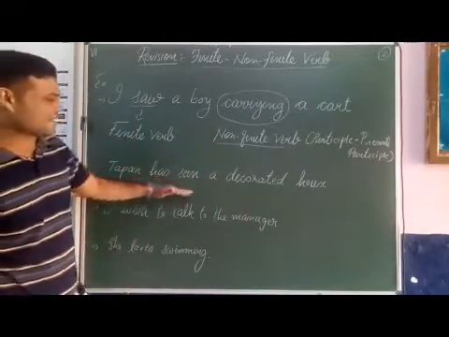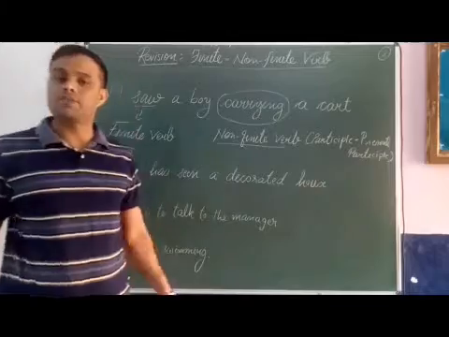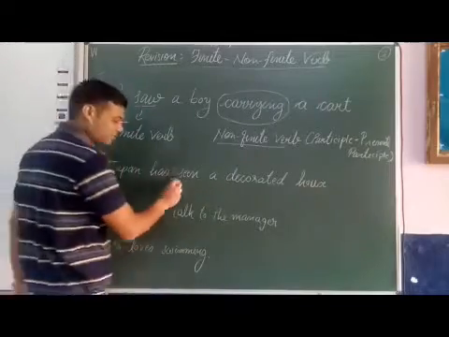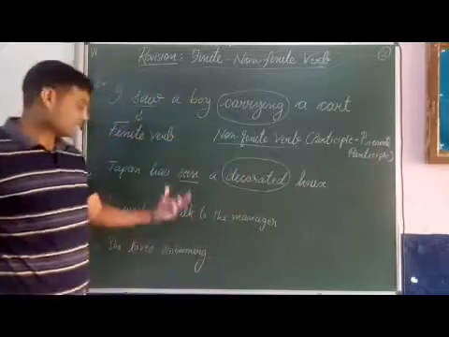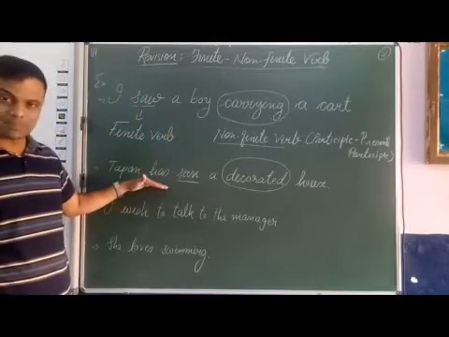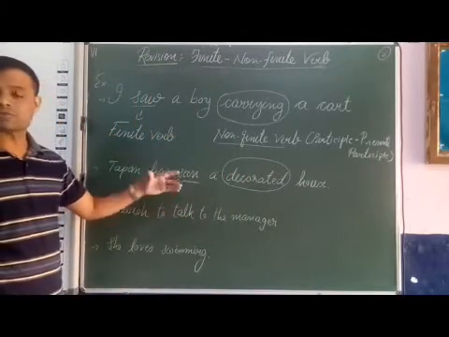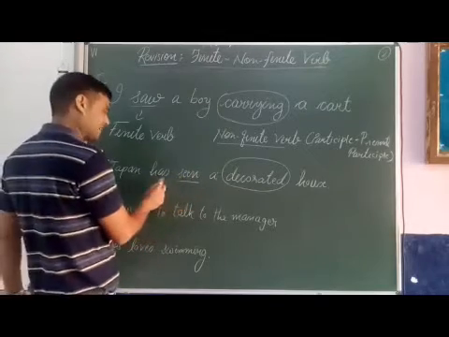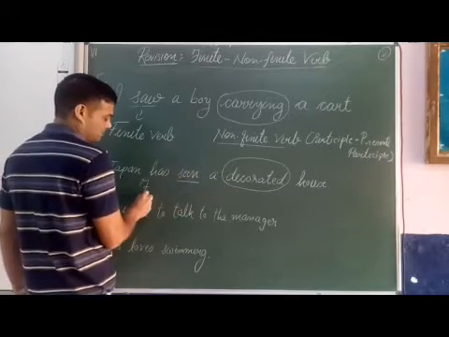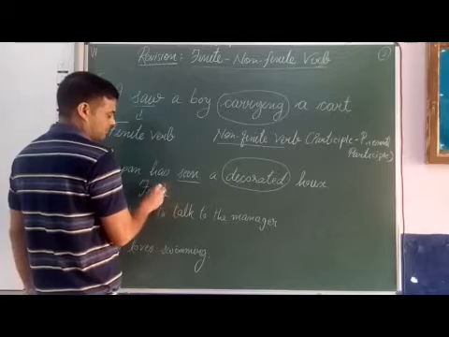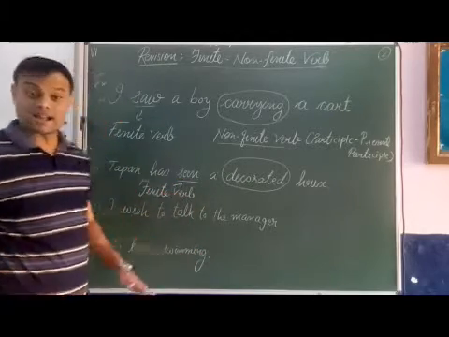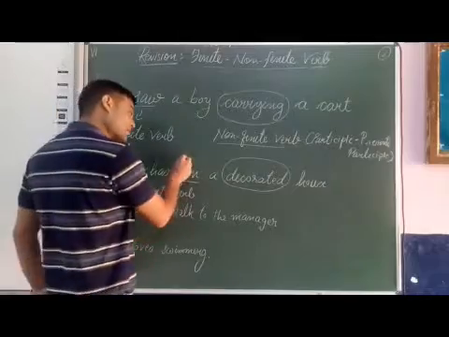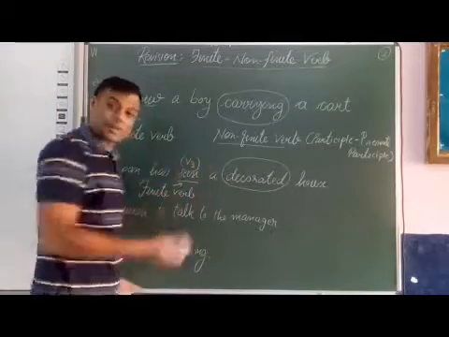Next, Tapan has seen a decorated house. Here, two verbs: seen and decorated. Has is the helping verb. Has seen shows present perfect tense, so it is a finite verb. And seen is V3, past participle.